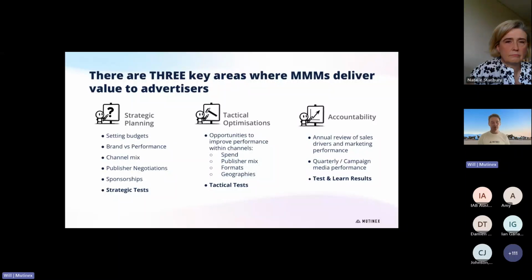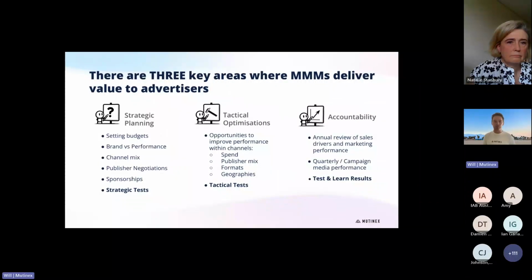Then tactical optimizations. And this is where, when market mix models start to get refreshed on a more regular cadence, at Mutinex we run them on a monthly basis, it allows you to check in on your campaigns and see how they're performing month to month. And that allows you to then start making some of these tactical changes to start ensuring those channels are delivering what you need them to deliver, or start overperforming where possible.